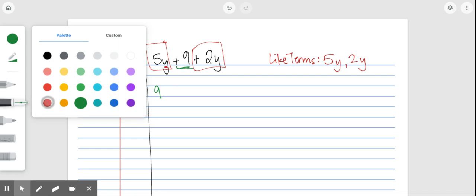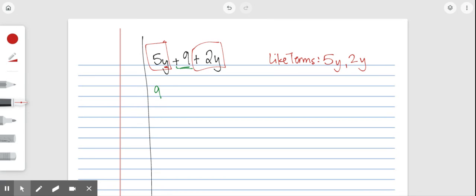Now that I have like terms, I'm going to combine them. So this 5y and this 2y get to combine together. I have 5 yaks, and my sister has 2 yaks. If I put all of our yaks together, how many yaks do we have? 7 yaks. So I've got 9 plus 7 yaks. Like I've said before, because we don't know the value of y, we can't simplify any further. So this stays 9 plus 7y. This is the simplified version.